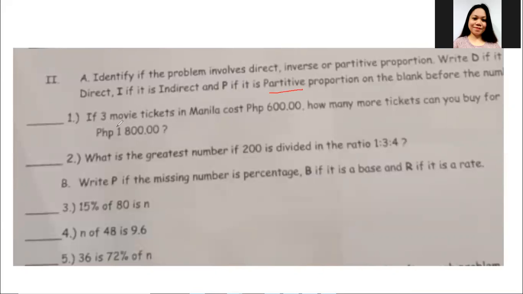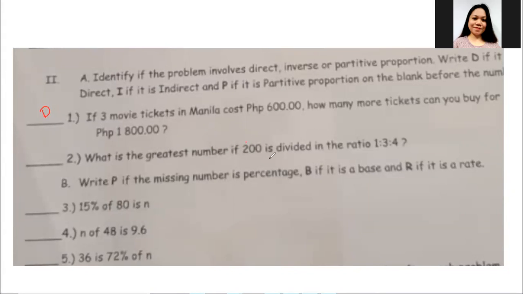Okay. The 3 movie tickets in Manila cost 600 pesos. How many tickets can you buy for? Okay, so these are your variables, tickets and cost. If you increase your tickets, do you think the cost will also increase, or will it decrease? If they both go up, the more tickets you buy, the more costly it'll be, right? So therefore, this is direct, because the tickets and the cost both go up, or they could both go down.